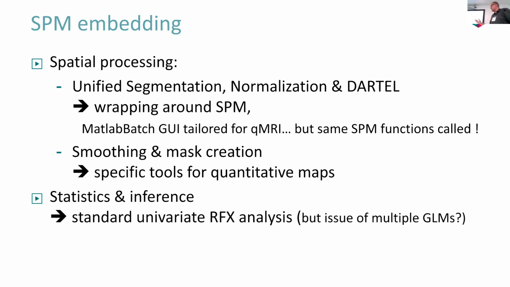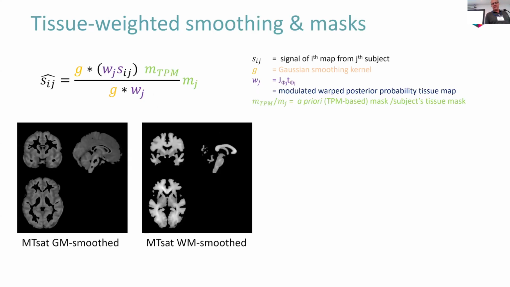And for the statistics, we just do standard univariate random effects analysis. Then I'll probably have a word with Tom and Ferhat about the risk of multiple GLMs, and I will elaborate a bit more about that.